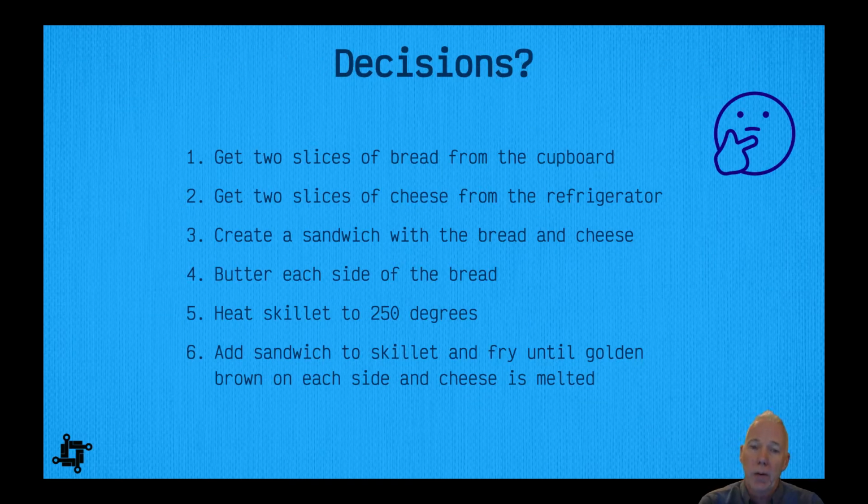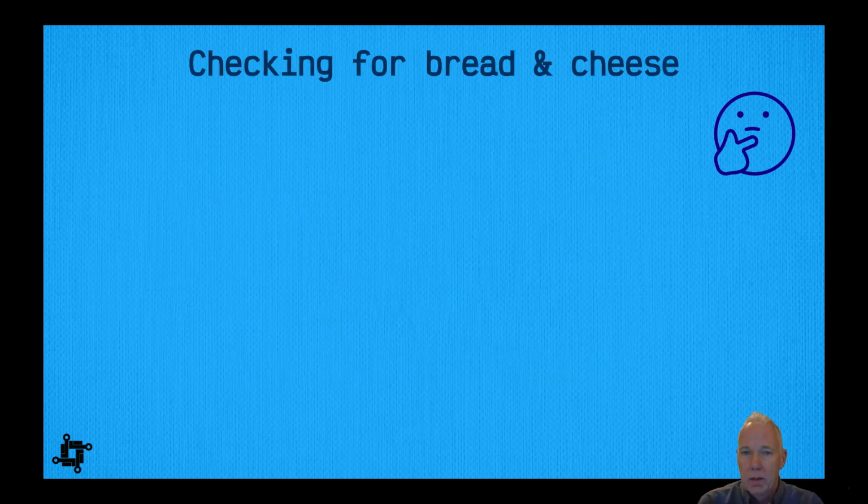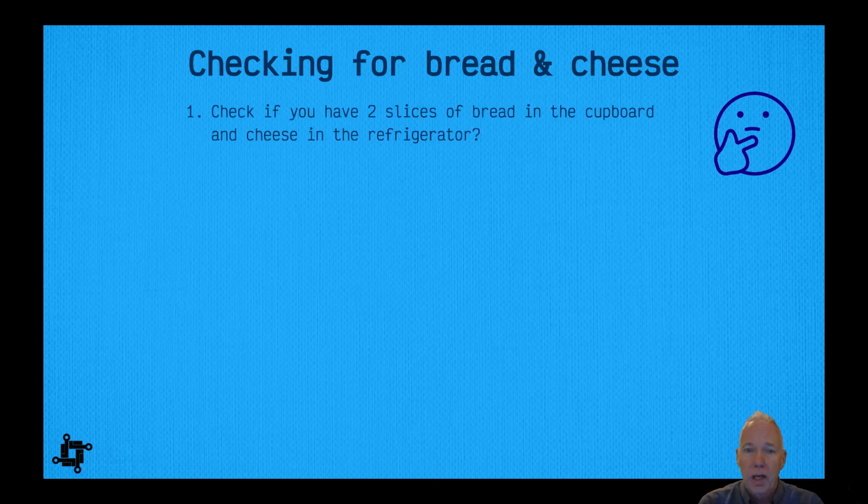So given this program, what are some of the decisions that might happen, or decisions that are kind of implied in this program at this point? I would open it up to the class to talk through that. So one place we might ask a question or have to make a decision is checking, for example, bread and cheese. If we look at our program now, we might say, check to see if you have 2 slices of bread in the cupboard and cheese in the refrigerator, because if you don't have it, you can't make a grilled cheese sandwich. So that check has to happen first.